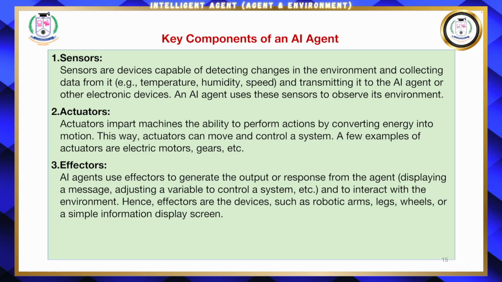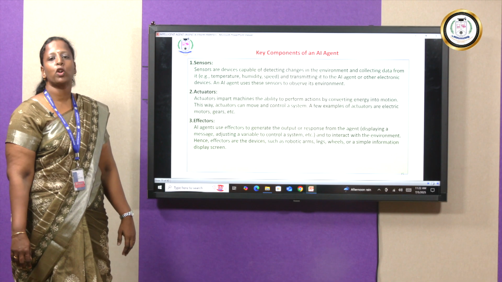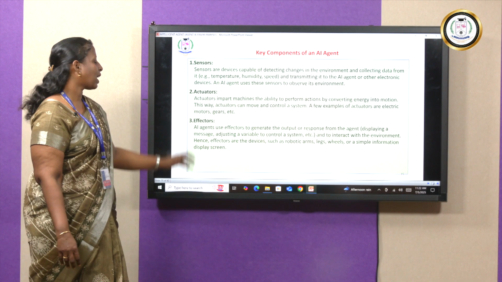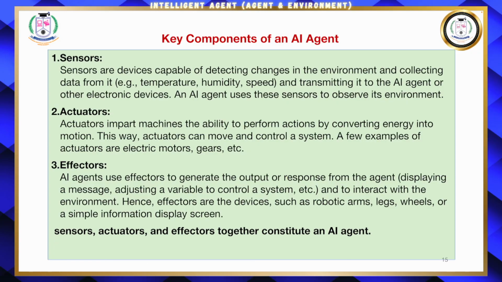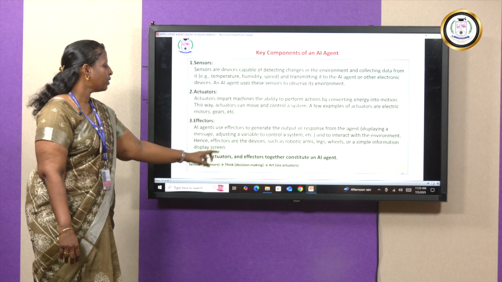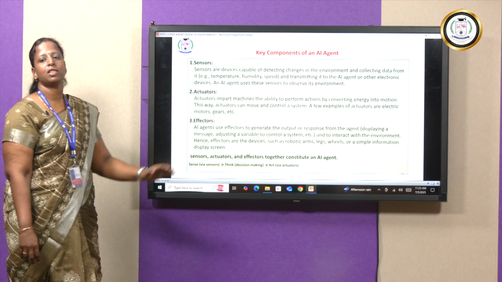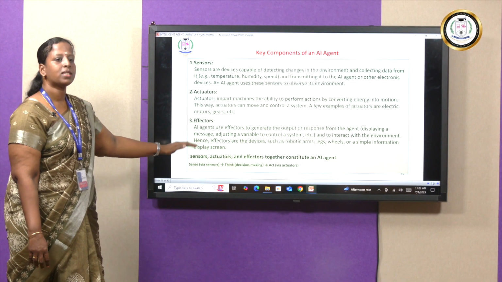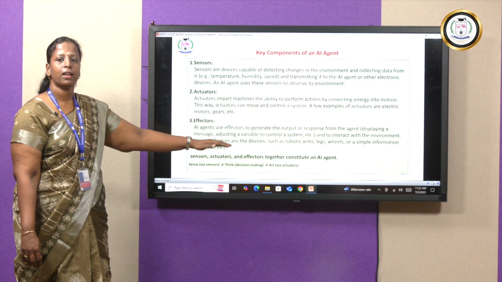Next, an effector is the one through which the output or response of an agent is obtained. For example, robotic arms fall under the category of effectors. So an AI agent consists of sensors, actuators and effectors. The perception is done by means of sensors. The decision making, the thinking, is done by means of actuators. Finally the act is done. So this is sensors, actuators and effectors.